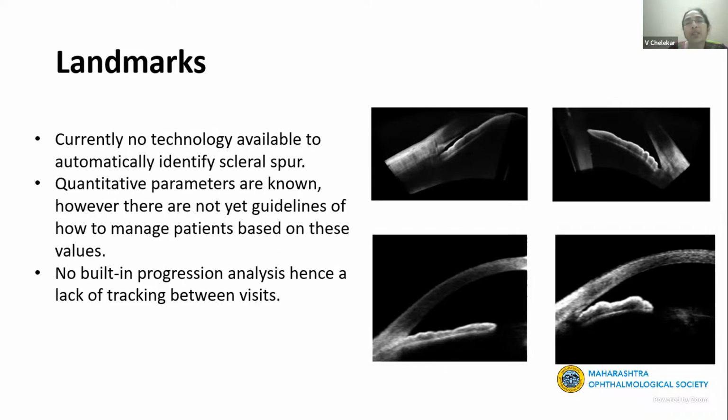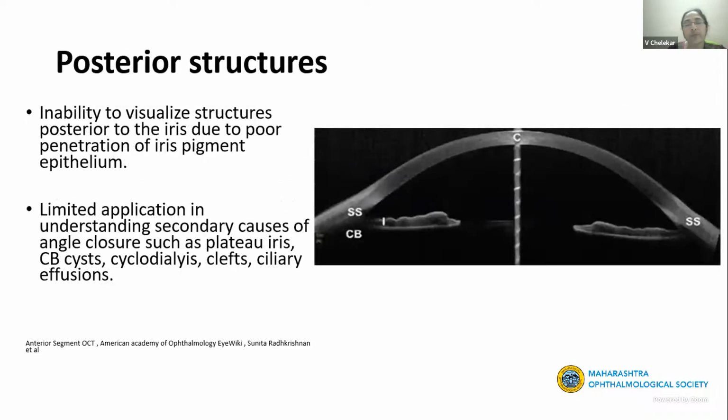Currently, there is no technology available to automatically identify the scleral spur. The quantitative parameters are known, but there are no clear guidelines as to how to manage patients based on these values. There is no inbuilt progression analysis, and hence there is a lack of tracking between visits.